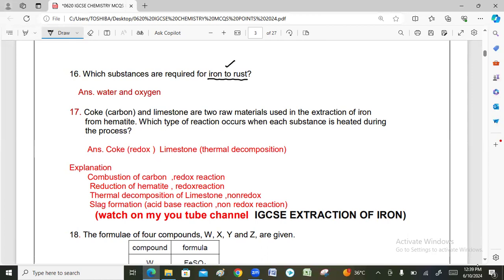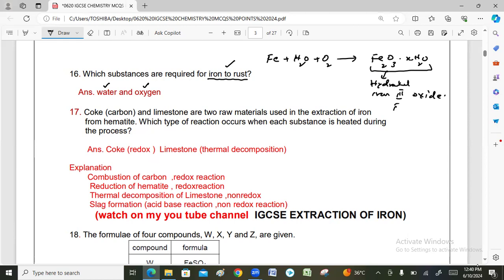For the rusting, there are two conditions: water and oxygen. So water and oxygen, they must be there for iron to rust. And iron rust is hydrated iron(III) oxide. So Fe2O3·xH2O. This is a hydrated iron(III) oxide. So hydrated iron(III) oxide, which is brown in color, that is iron rust.